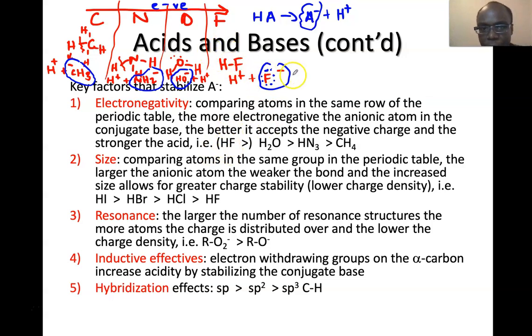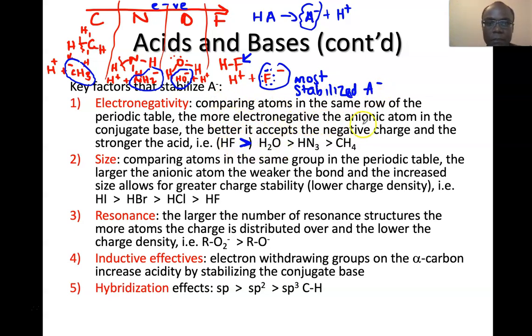So if F minus is the most stabilized conjugate base, or A minus, then it means its parent acid HF is the strongest, followed by H2O, followed by ammonia, followed by CH4. In fact, fluorine is very electronegative, so that's why HF will be way more acidic than water, ammonia, or CH4. In fact, if water was acidic, then we'd all be dead because we drink it all the time. So electronegativity stabilizes the conjugate anion, in this case F minus.